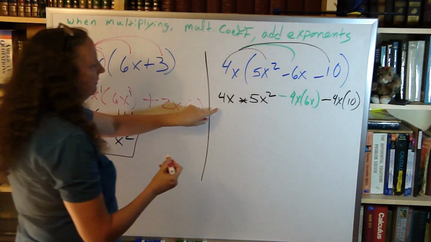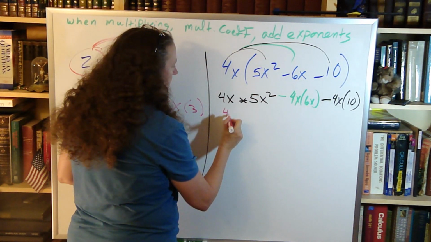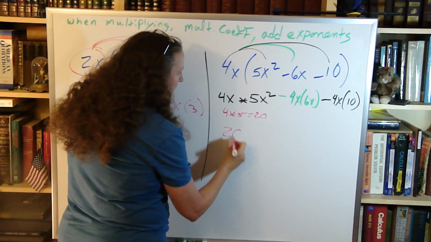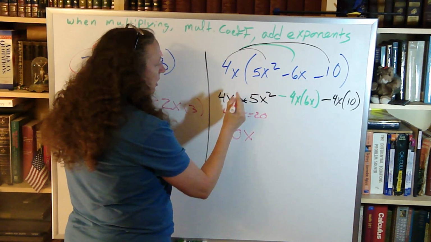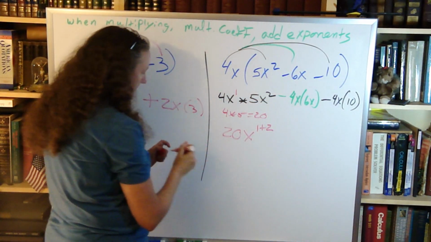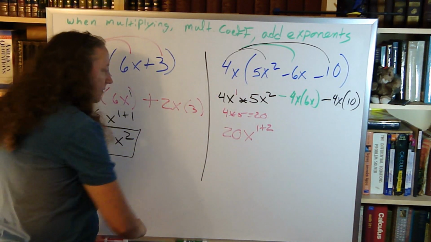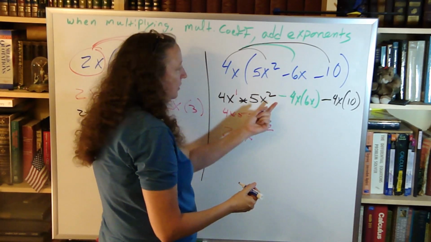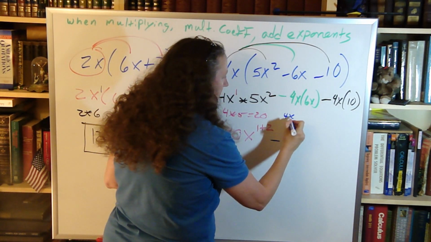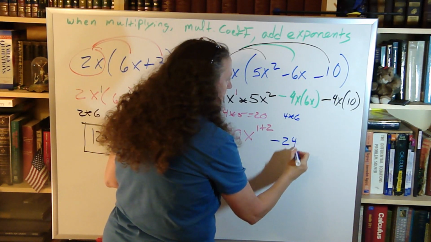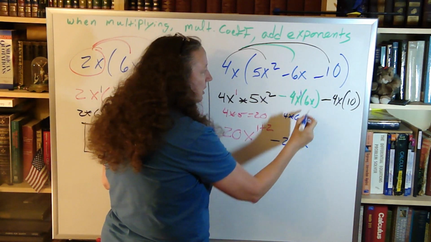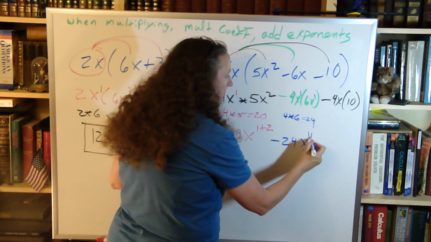Multiply my coefficients. 4 times 5 is 20. So I have 20x to the understood 1 plus 2. Multiply my coefficients. I have the minus 4 times 6 is 24. I have my x to the understood 1, understood 1. So 1 plus 1.